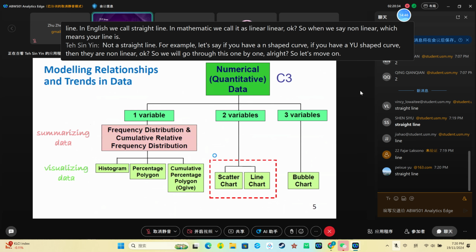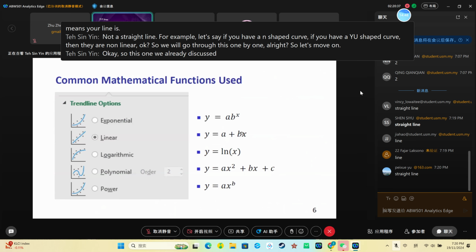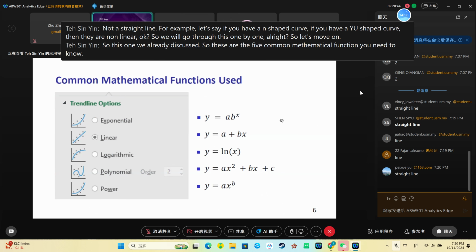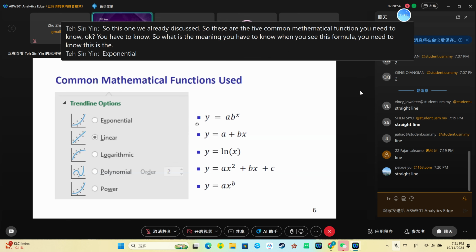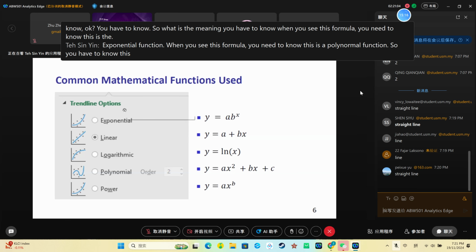So this one we already discussed. These are the 5 common mathematical functions you need to know. You have to know. When you see this formula, you need to know this is an exponential function. When you see this formula, you need to know this is a polynomial function. So let us go through one by one to see what their differences are.